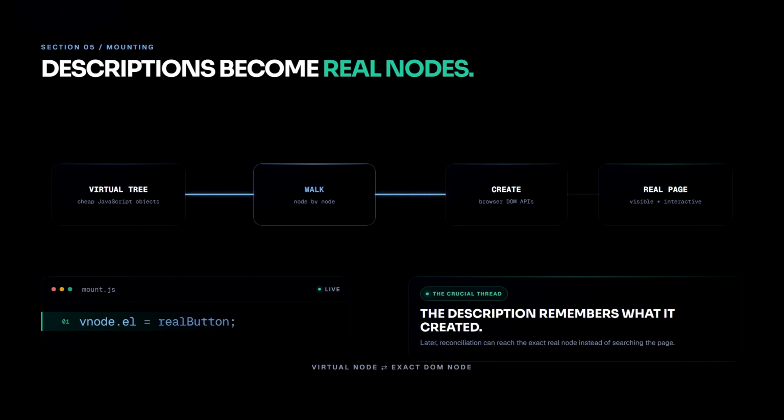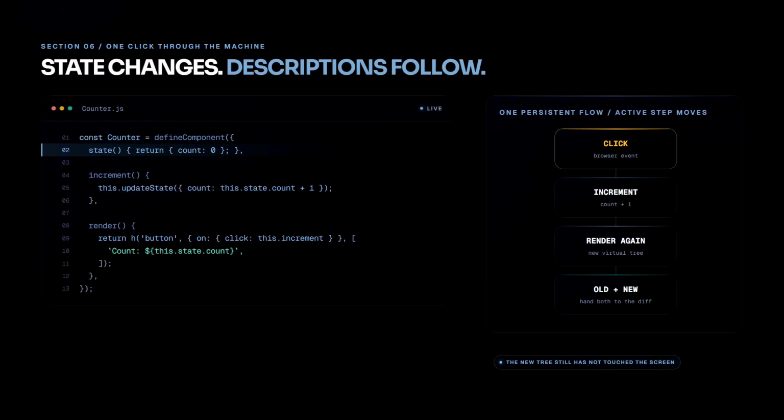But mounting does one thing that makes a big impact later. When it builds a real button for a node, it writes that real button back onto the node, like it does here. Now the node isn't only a description, it's a description that remembers the exact real thing that created it. Now, hold on to that. It's a thread the whole system hangs from. We are going to come back to it later.